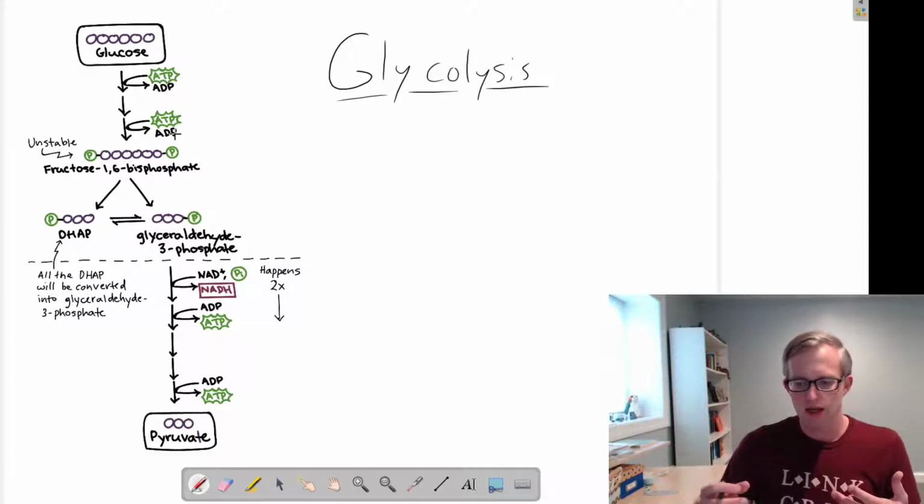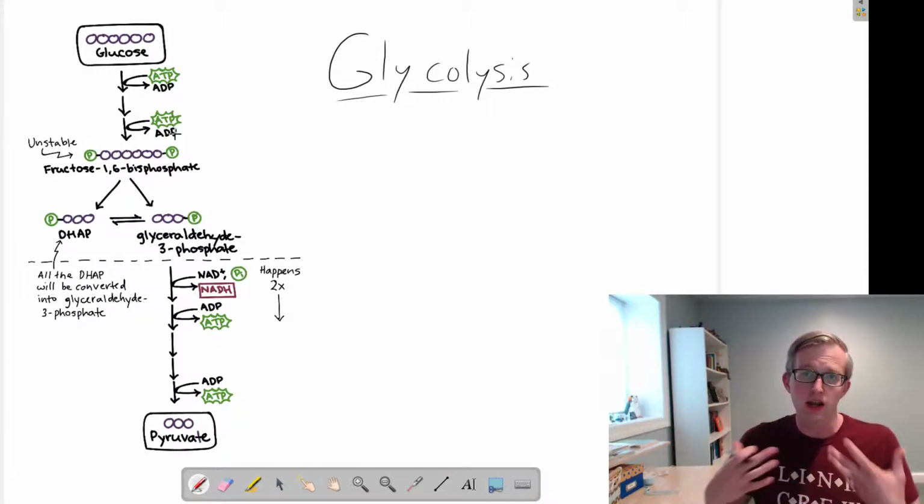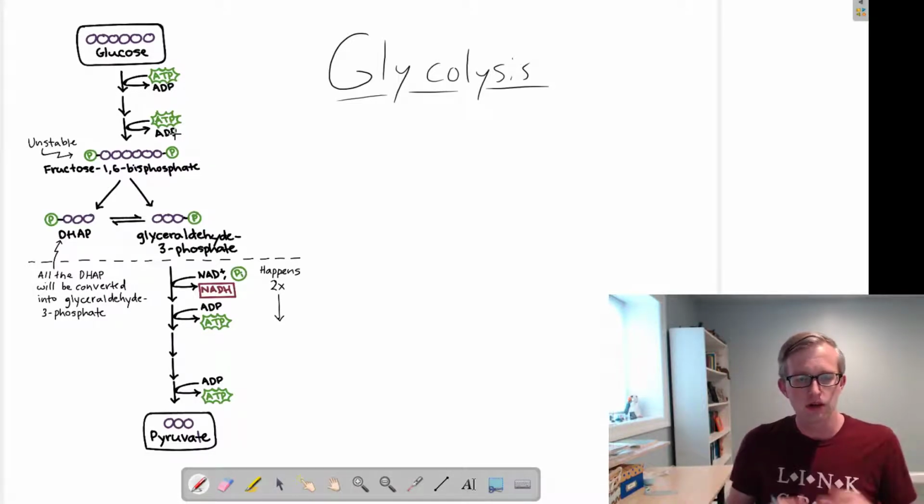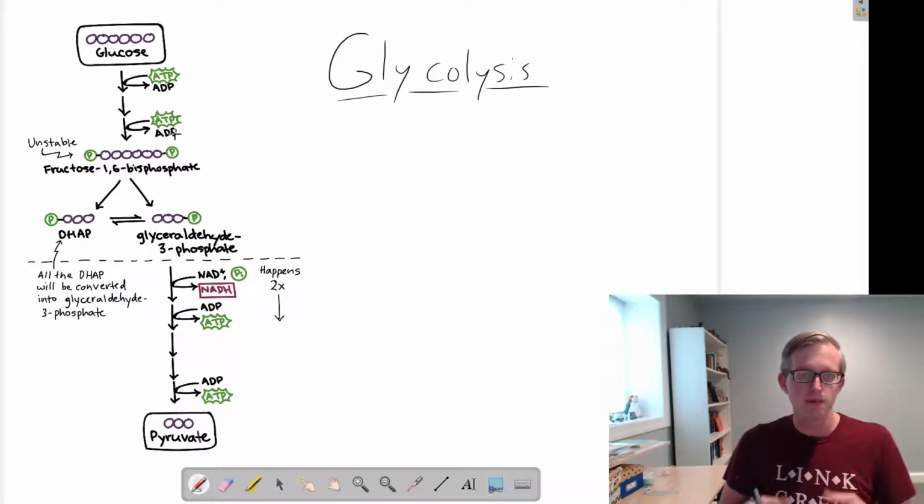This is not unlike how in order to light a candle, you need to use a match, right? You need to put that initial energy in, but then you're going to get a lot more energy out from the burning of the candle. Similarly here, glucose is a pretty stable molecule, so you have to put some energy in in order to get it to want to break apart. But in the end of this, we're actually going to get a lot more energy out.